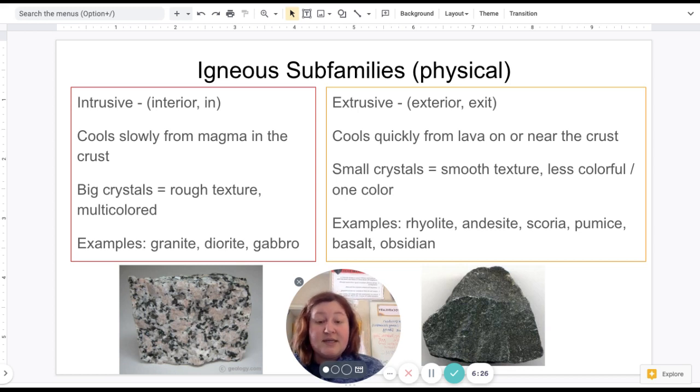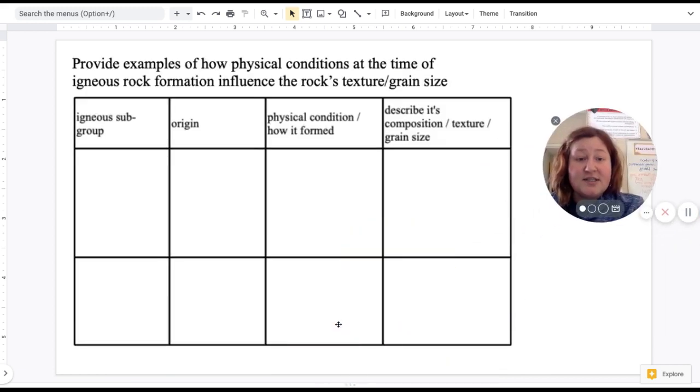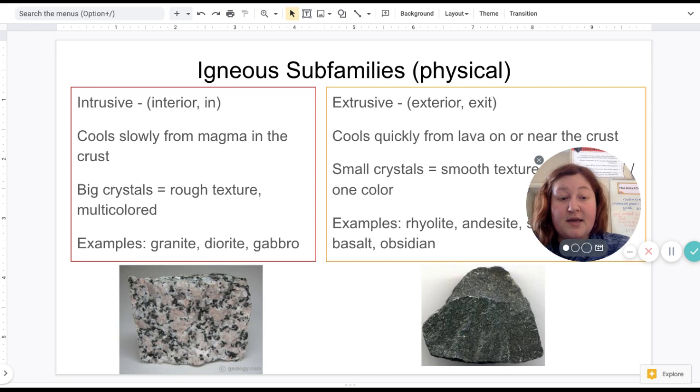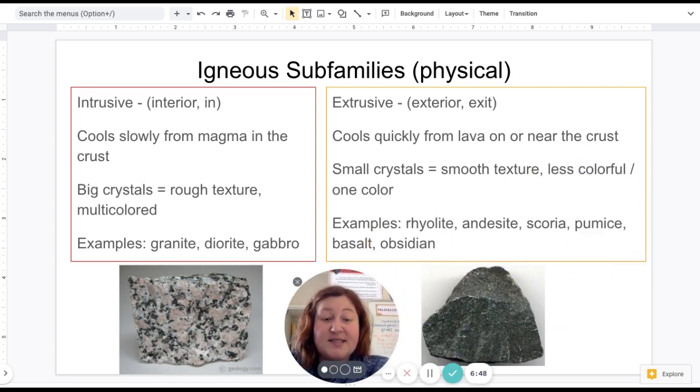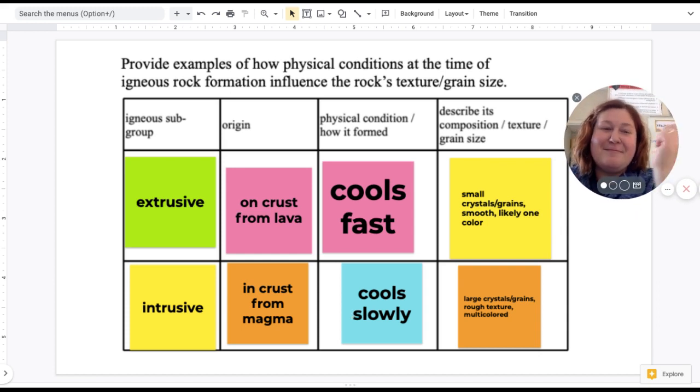So you might want to pause in your DINB and think about, hey, I should probably write some notes down. This is the chart that you should be filling out. So we have igneous subgroups, origin, how it forms, and describing the crystal texture and grain size. If you want, you should pause and maybe type this information down in that chart, or you could check your work or fill this out. But this is just it broken down into that chart.